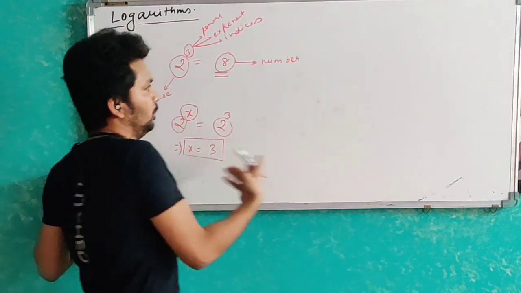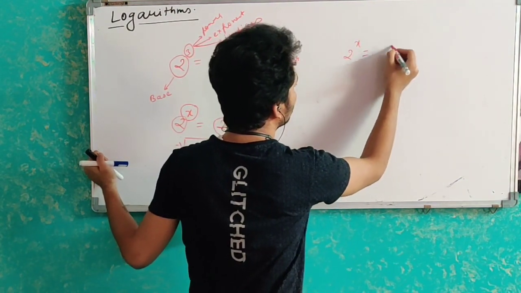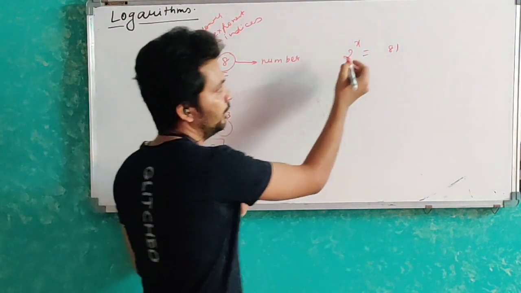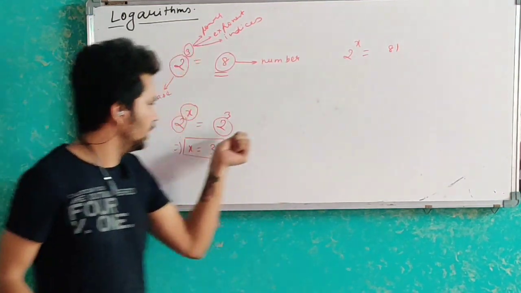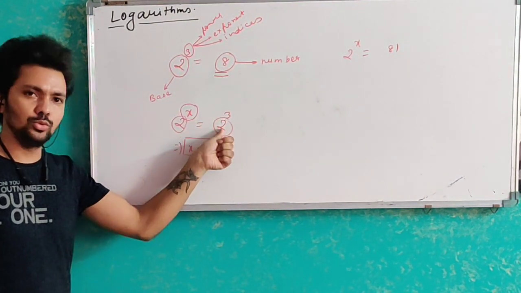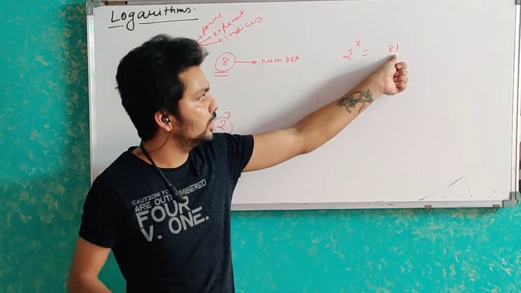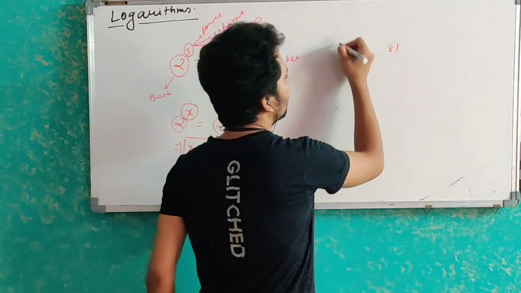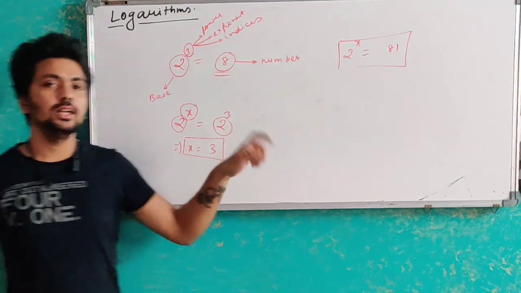Now if I complicate this question and write 2 raised to x is equal to 81, what will you do? Here you don't have any simple number like 8, which can be written as 2 raised to 3, but you cannot write 81 as 2 raised to something. So for this type of problem we are going to use logarithms.